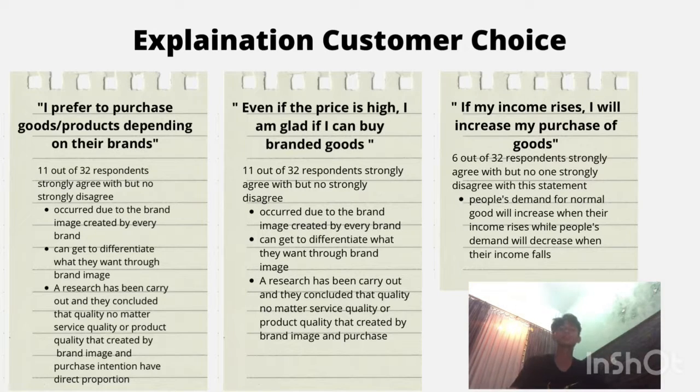And the third is: if my income rises, I will increase my purchase of goods. 6 out of 32 respondents strongly agree, but no one strongly disagrees with this statement. For the first data, why? Because people's demand for normal goods will increase when their income rises, while people's demand will decrease when their income falls.